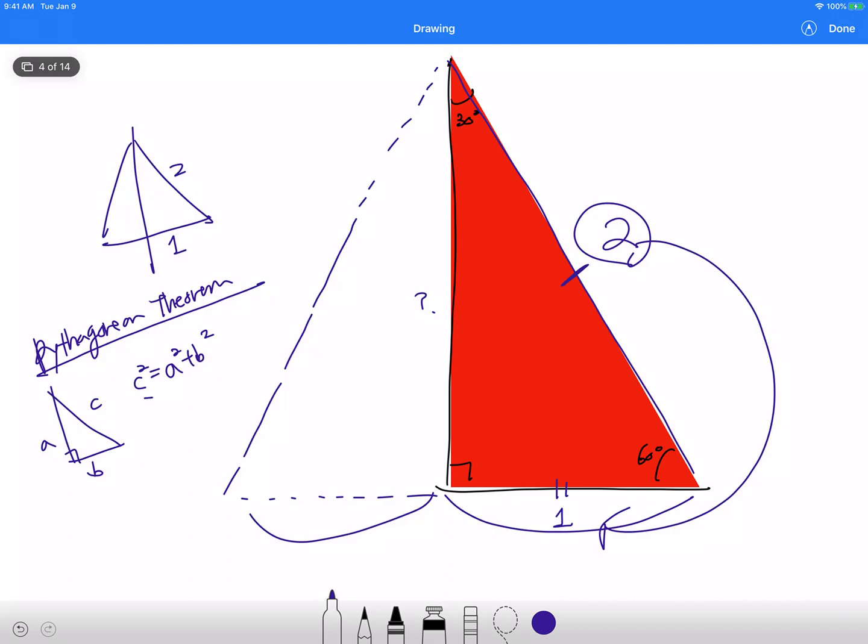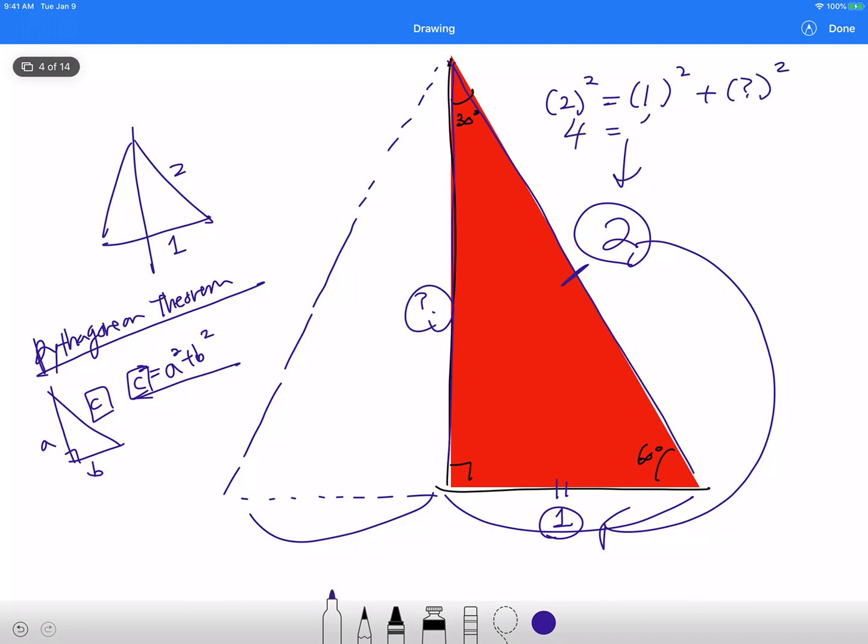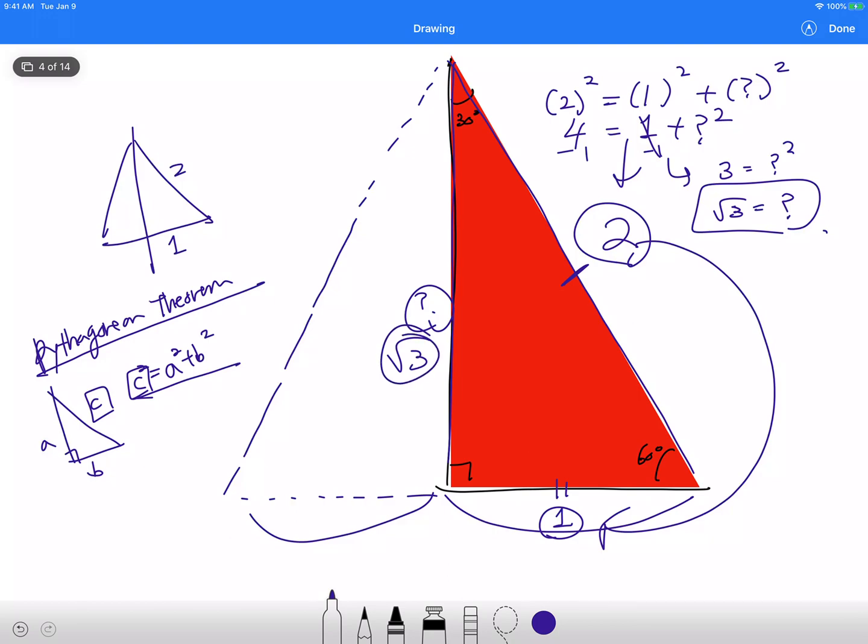So now that I have this formula with me, I can actually take that and solve this. Remember, the only thing you have to remember is that the longest side is your C value. So C squared equals A squared, doesn't matter which one you call A, plus question mark squared. That gives you 4 equals 1 plus question mark squared. If you do the algebra and subtract the 1 on both sides, 3 equals question mark squared. So the question mark becomes the square root of 3.